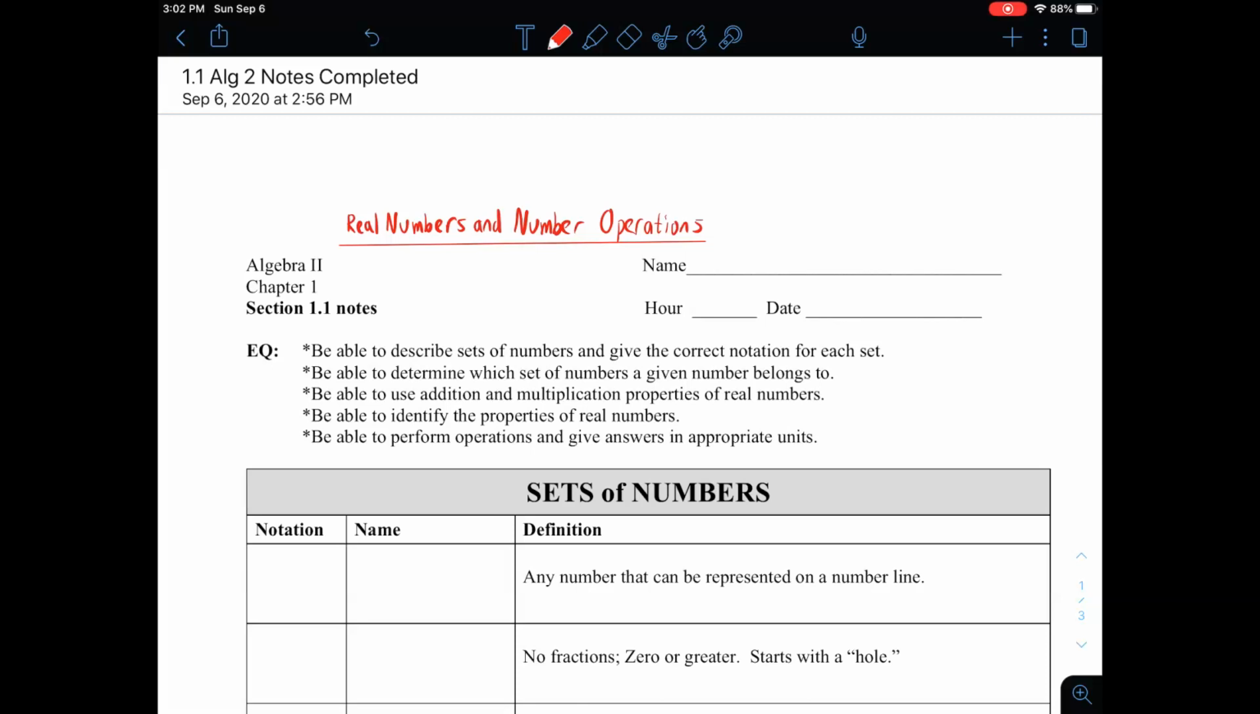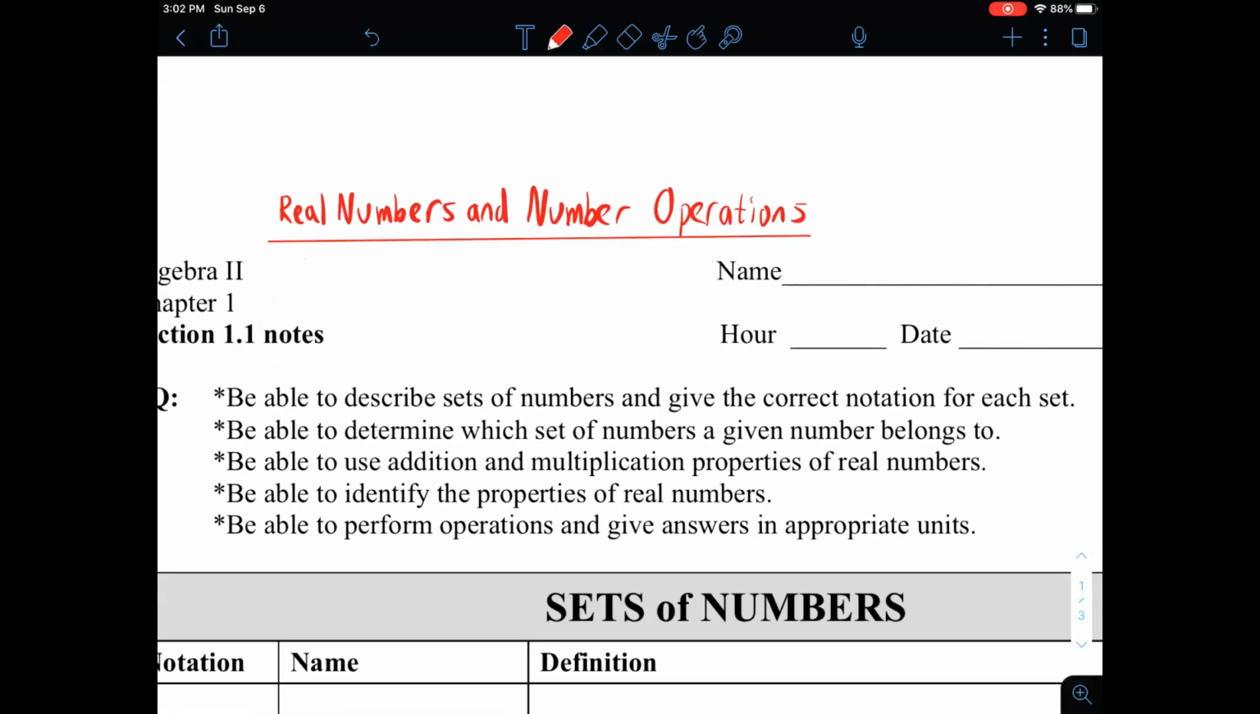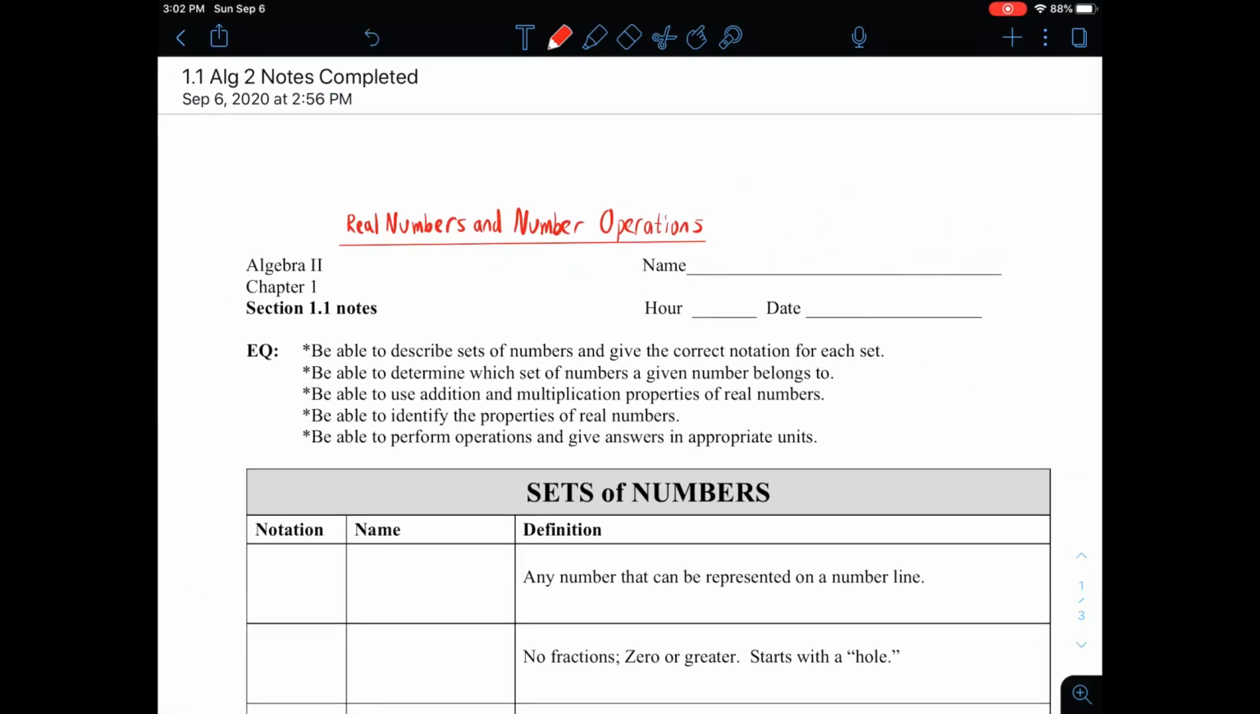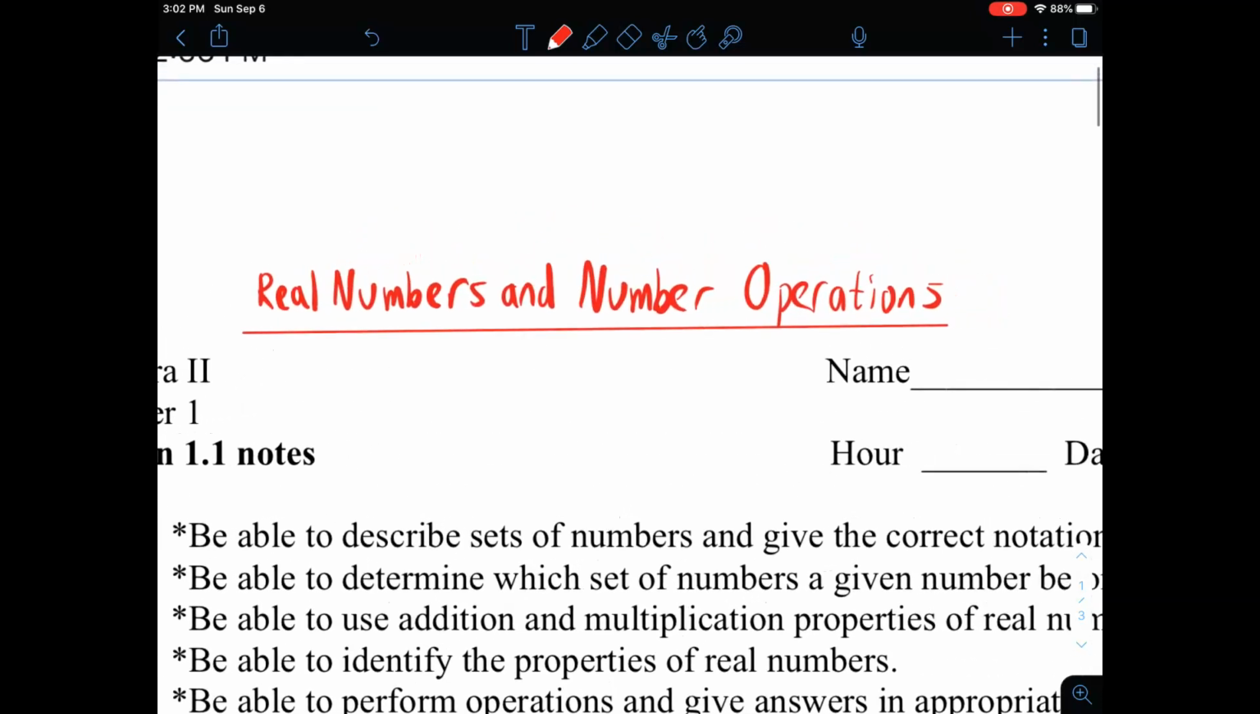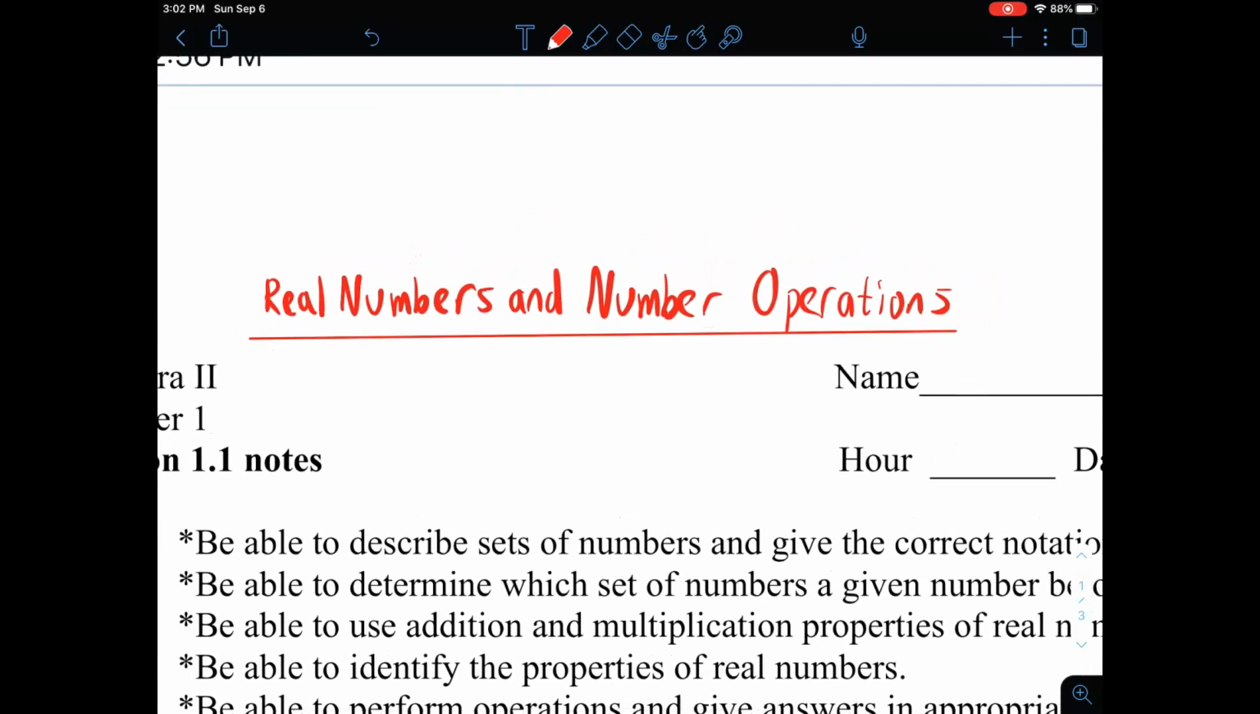This is our first lesson, which is 1.1, and it doesn't have the name of the lesson on the assignment, so let's go ahead and read this together. The name of the lesson is, ready, 1, 2, 3, real numbers and number operations.